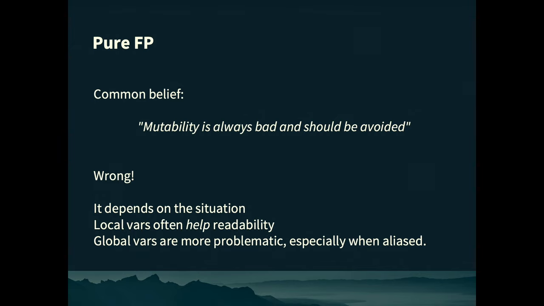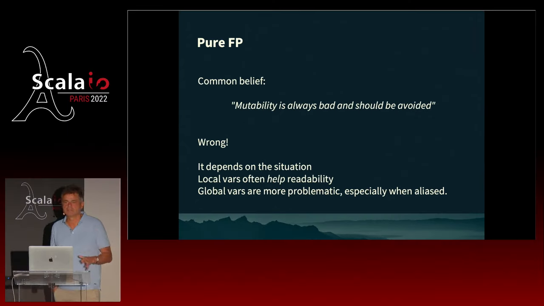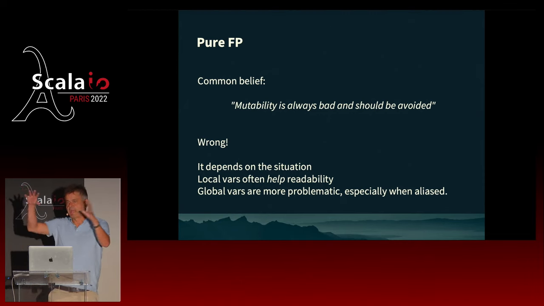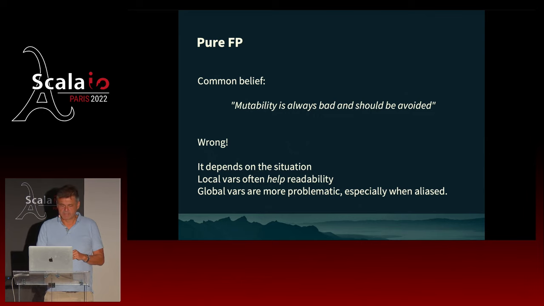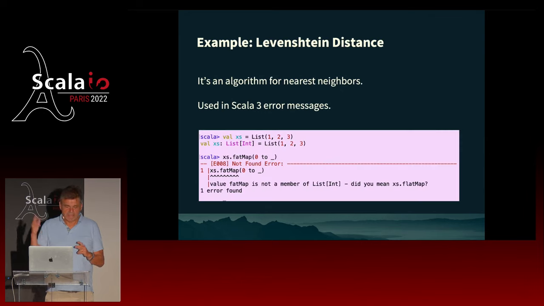So when we say don't use var, then maybe one could say don't use global vars, especially when these things can be accessed by multiple different paths. But for local vars, that's absolutely not the same problem. So here's a funny example, again from the compiler.